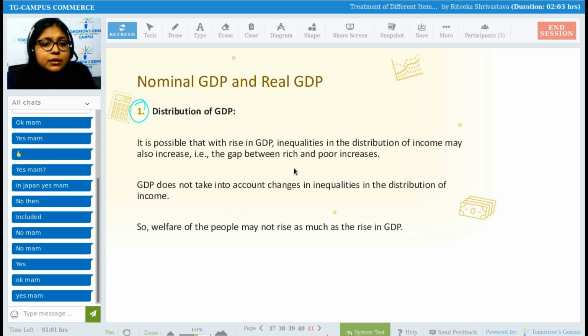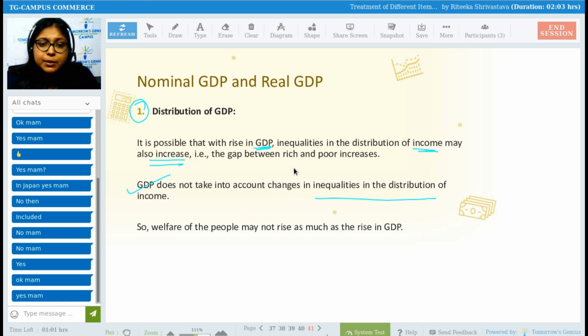So they say it is possible that with a rise in GDP, inequalities in the distribution of income may also increase. The gap between rich and poor increases. The rich will get richer, the poor will get poorer. So GDP does not take into account changes in inequalities in the distribution of income. So the welfare of the people may not rise as much as the rise in GDP. So they are saying that we cannot completely rely on the GDP of our country.